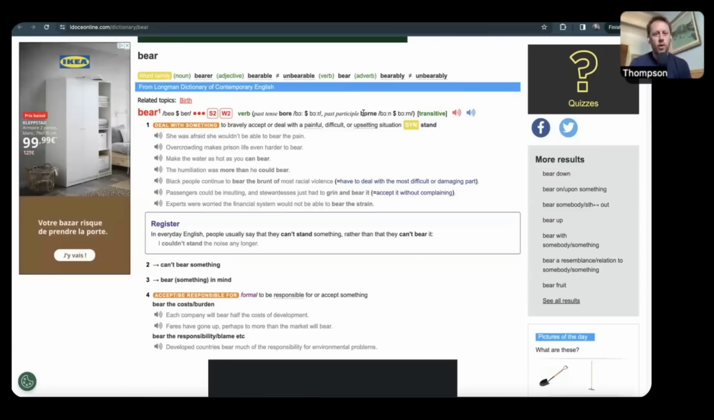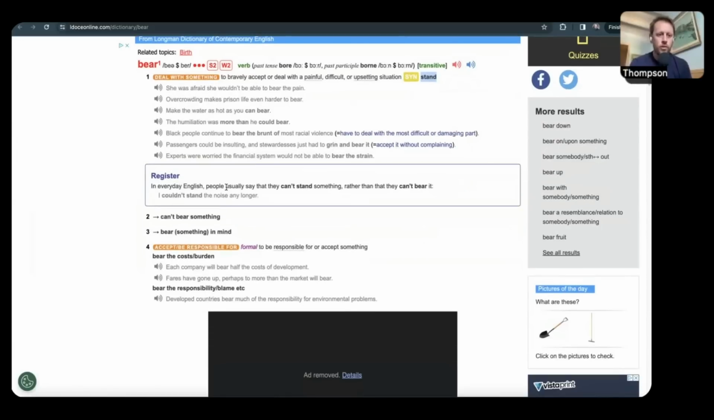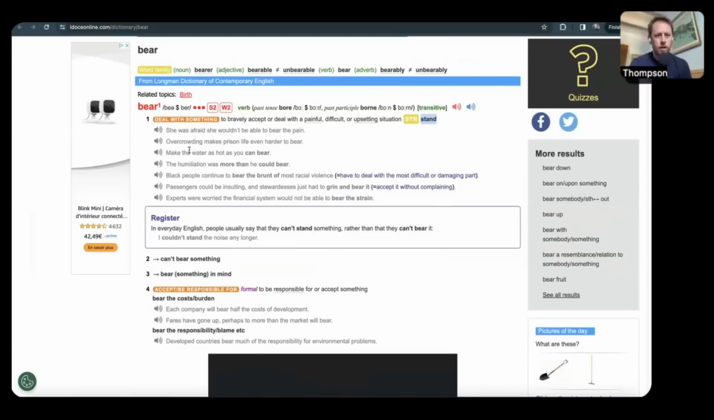That's born, not I was born, but BORNE. So, different definitions to deal with something. And you can notice also, it's basically to deal with something painful or difficult or upsetting, like stand. And you should also notice that the examples are really useful, that often it's negative, it's something negative. And as we see, it's often can't bear or couldn't bear, right?